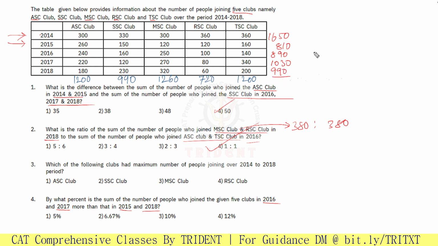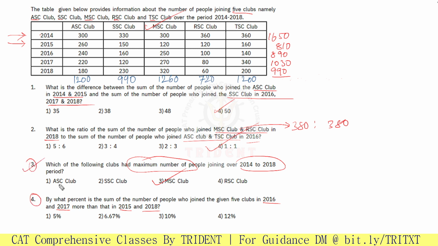Okay. All right. Now let's look into the question. Which of the following clubs has had the maximum number of people joining in the 2014-18 period? So the maximum number you can directly see is the MSC. Okay. Makes sense? Now we'll go to the fourth question.